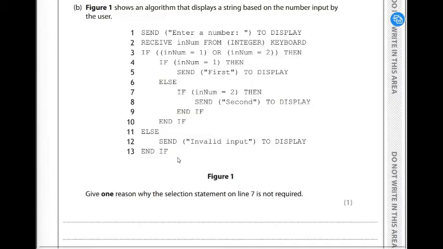So, in that pseudocode, we need to give 1 reason why the selection statement on line 7 is not required. So this is our line 7. So it's basically saying, why is it not required? So you can either say, the test on line 3 has already been limited to the values 1 and 2. Or you could say the only value left for num to be on line 7 is 2. I would say 2 is the only value left for num on line 7. That's literally it. There's nothing more you could say to that.